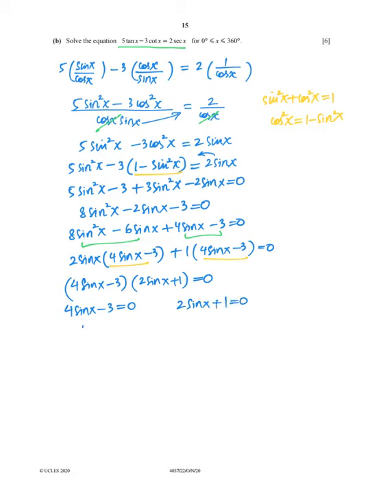So we need to solve. This one, it's sine x equals 3 divided by 4, and this one, it's sine x equals minus 1 divided by 2. At first, we need to finalize the quadrants here. Since sine is positive here, that means theta is in the first quadrant or second quadrant. Sine is negative here, that means theta lies in the third quadrant or fourth quadrant.